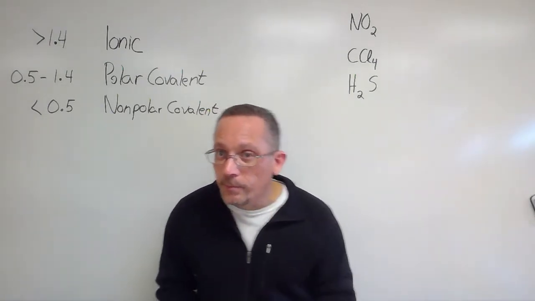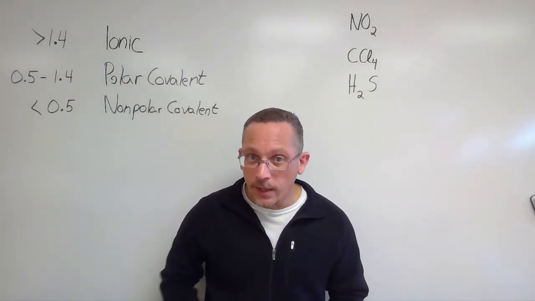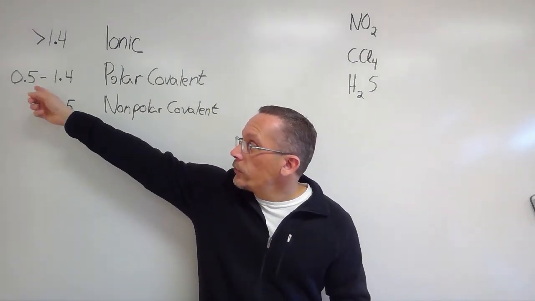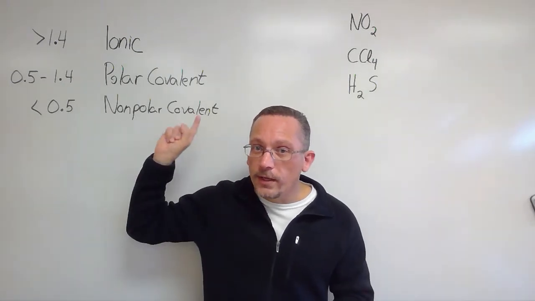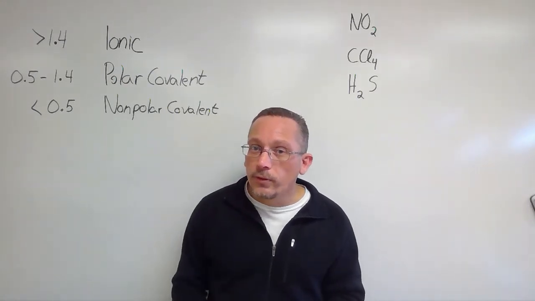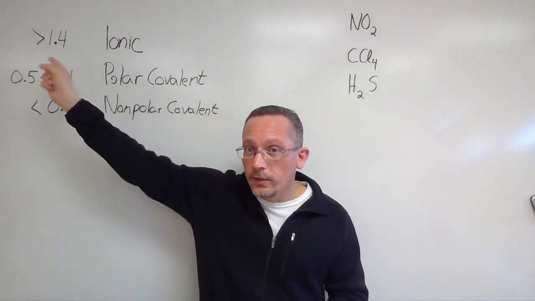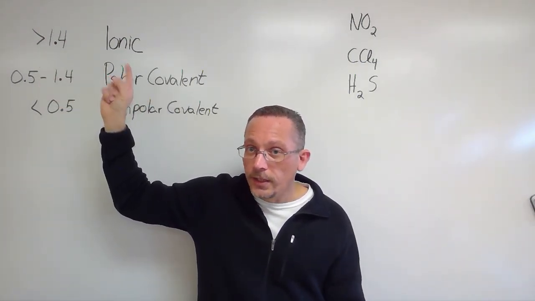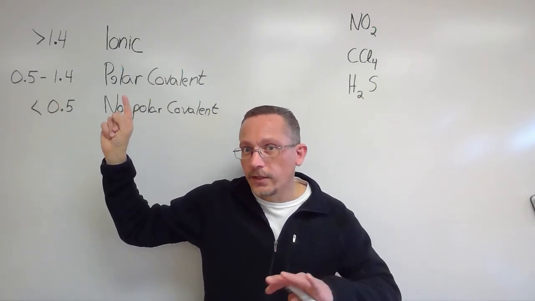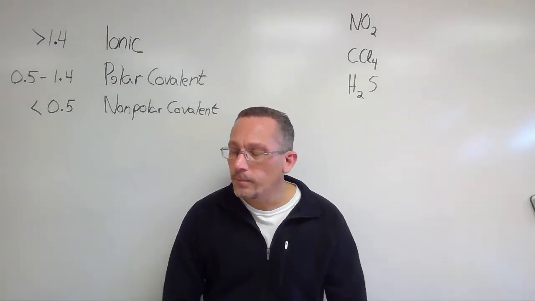And when you subtract them, if you get a number that is greater than 1.4, then you have an ionic bond. You have an ionic compound. If you get a number that is 0.5 to 1.4, then you have a polar covalent compound. And if you get a number that is less than 0.5, then you get a non-polar covalent compound. So if you get a big number, they're swapping electrons. If you get a medium-sized number, they're sharing electrons, but they're not sharing evenly. And if you get a small number, they're sharing their electrons pretty evenly.